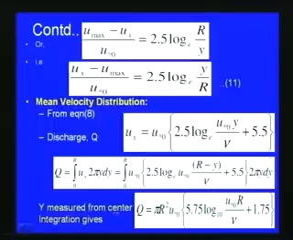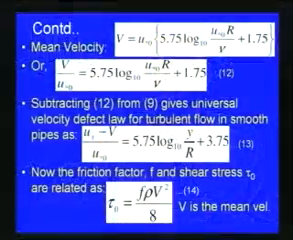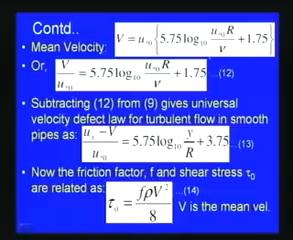Here you see that y is measured from the center, so that is why the expression is written like this. Once you integrate, we get an expression for the discharge through the pipe as pi r square u star o into 5.75 log 10 u star o into r by nu plus 1.75. Then, once the discharge is known, we can determine the mean velocity, which is equal to the discharge divided by the area of cross section. So, V is equal to u star o into 5.75 log 10 u star o r by nu plus 1.75. We can write this as V by u star o is equal to 5.75 log 10 u star o r by nu plus 1.75, as in equation number 12.